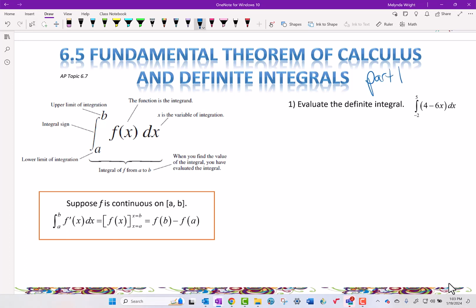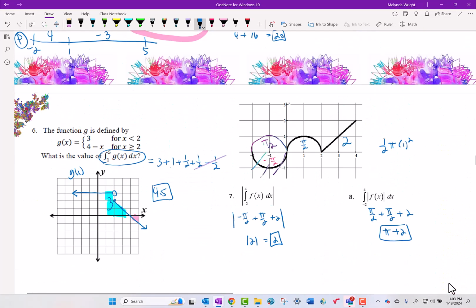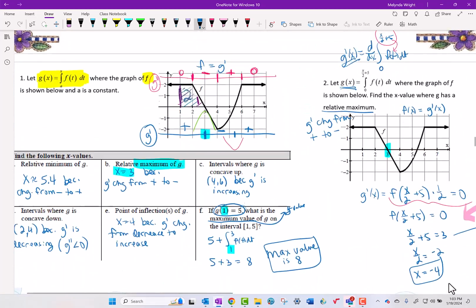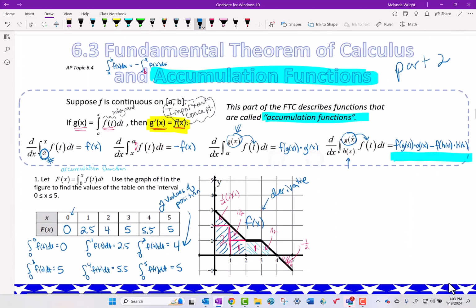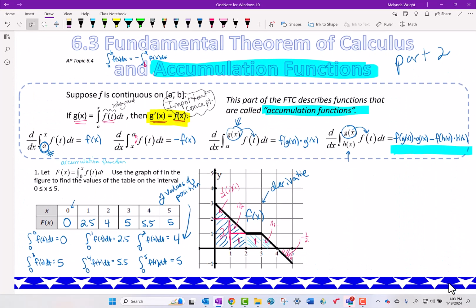Do we remember what part 2 was? Remember, let's just remind ourselves so that we're clear. I don't want any confusion. So part 2 was way back here. Part 2, remember we looked at accumulation functions, how that worked. We found derivatives of integrals. Remember that? That was part 2.